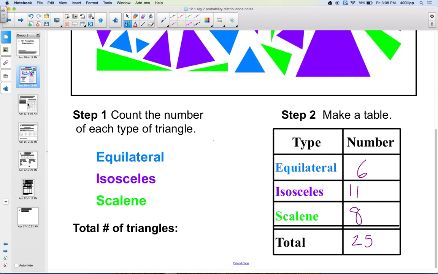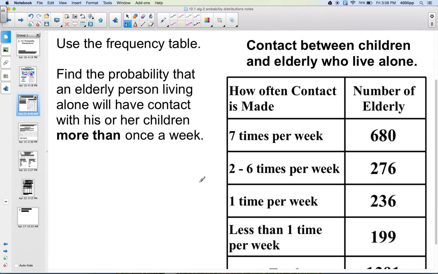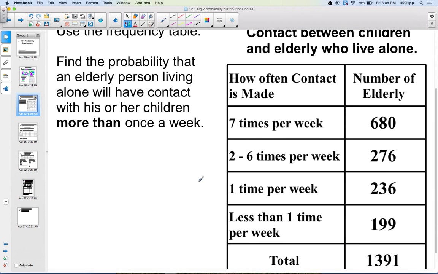So moving on here, if we take a look at the cumulative probability, that's the probability over a continuous range of events. And we're taking a look at this frequency table here where it's talking about the contact between children and elderly who live alone. So we want to find the probability that an elderly person living alone will have contact with his or her children more than once a week.